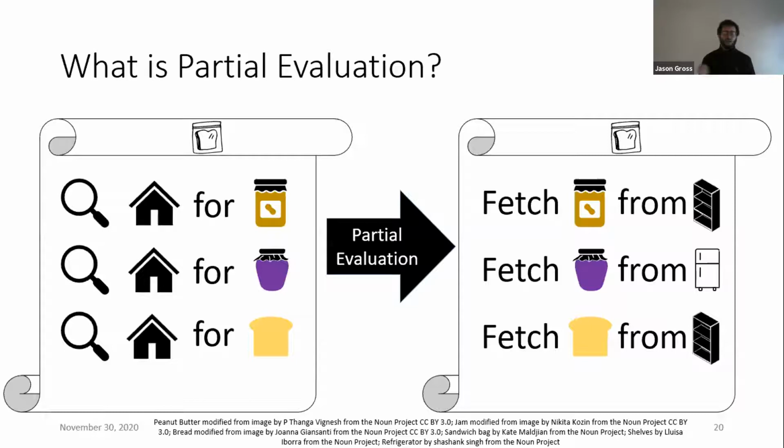If instead you always keep the peanut butter and the jelly and the bread in one location, you can do the searching while you're writing the recipe. And then you can just write down where to fetch each of these ingredients from. And this will save you a lot of time.